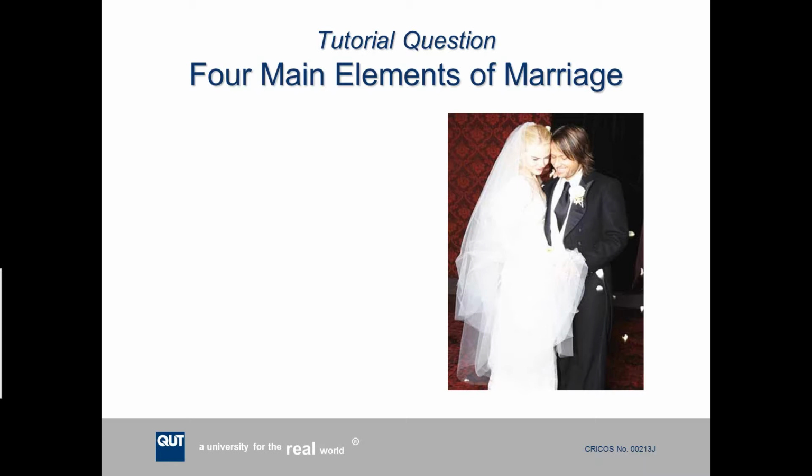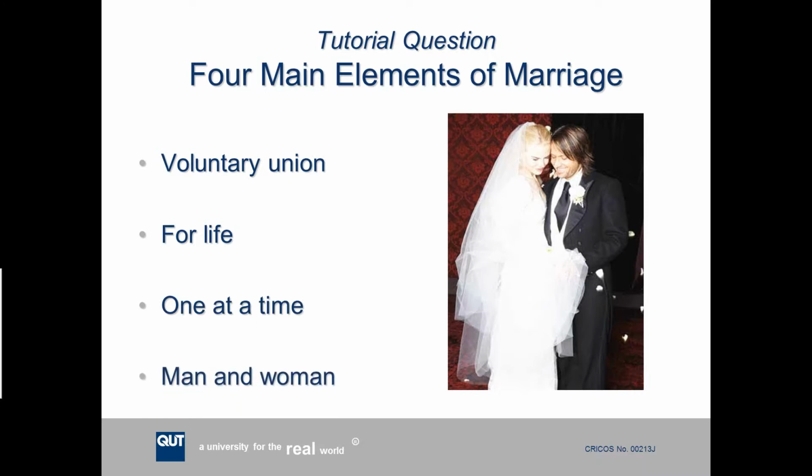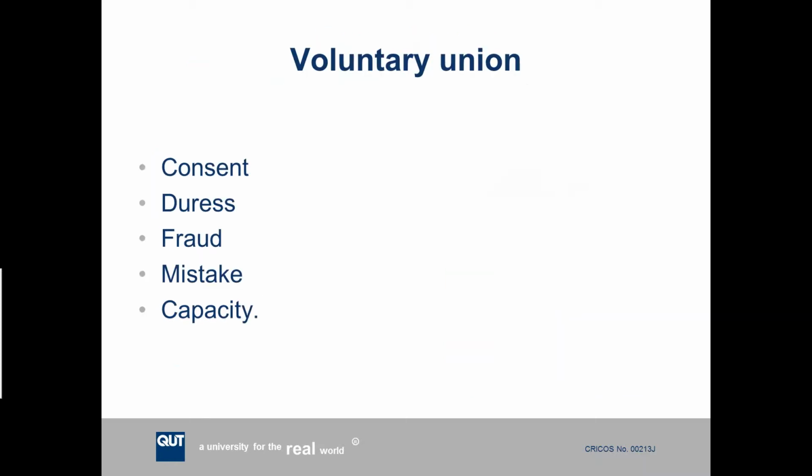So now we're going to turn to the 4 main elements of marriage in Australian law. It must be a voluntary union, in the vows that are required for a marriage ceremony. We talk about the union lasting for life. It must be a monogamous marriage, that is one partner at a time. And in Australia at the moment, a legal marriage is only between a man and a woman.